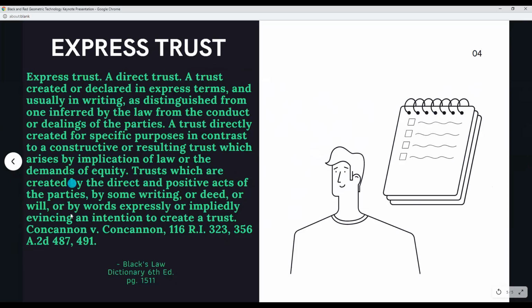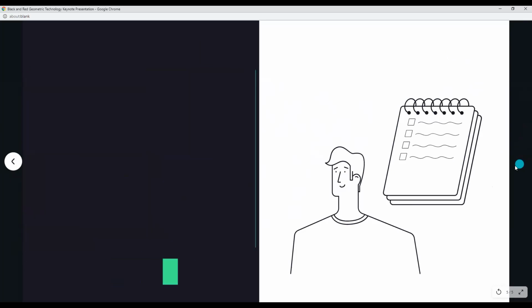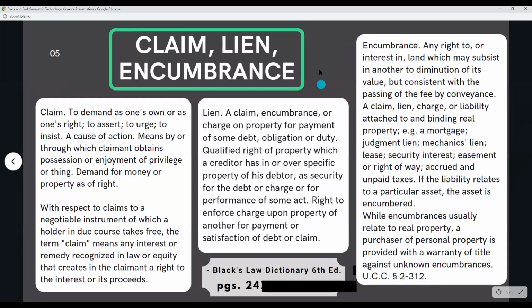And any of the trusts that you do, whether it's revocable or irrevocable, all of these different ones, it's all an express trust. So this is my last page right here. I have the definitions of a claim, a lien, and an encumbrance. And at some point, this is what we're going to want our private trusts to do.